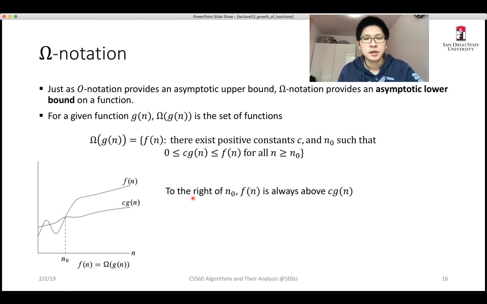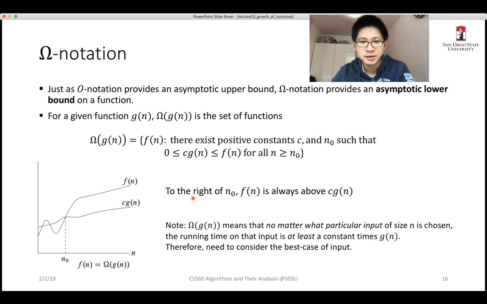Okay, so a tricky part for big omega notation is that because it's a lower bound, it means no matter what particular input of size n is chosen, the running time on that input is at least a constant times g(n). Therefore, we need to consider the best case of inputs because we want to find the lower bound. For example, in insertion sort, we know that the worst case is theta of n squared. But for the best case of insertion sort, it runs in linear time, right?